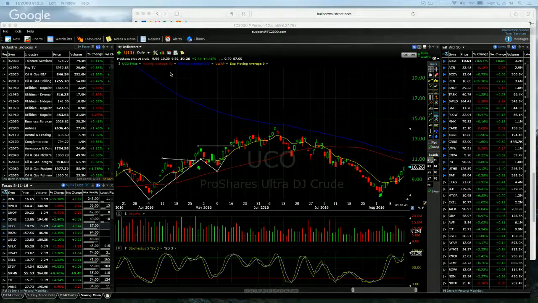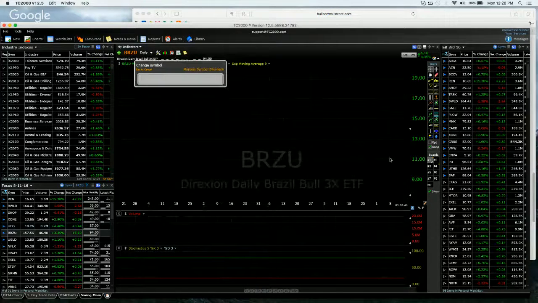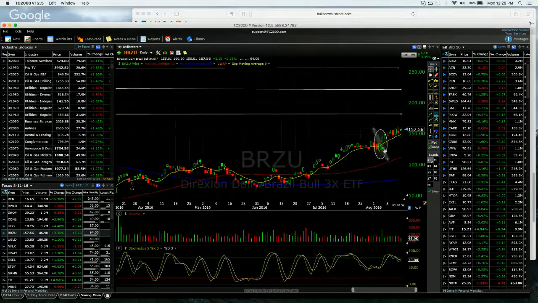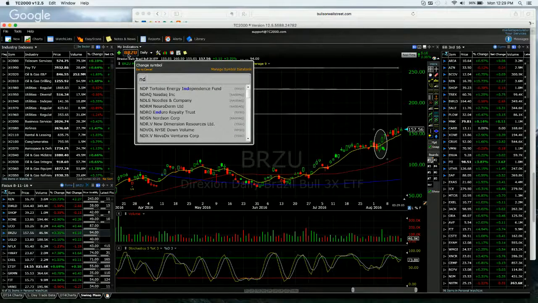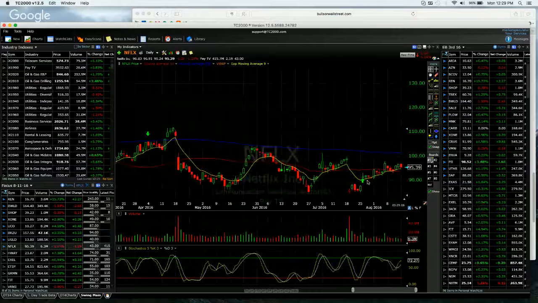We just did a post on BRZU, which we're still in the second half of. We've taken some partial profits. Here we got our entry, a bullish engulfing, took half off after a 20-point gain, and we're waiting for the next move up. We've also got Netflix, which was the gap down reversal play. You can see the move over the 50-day, and we're up a nice 2 points there.